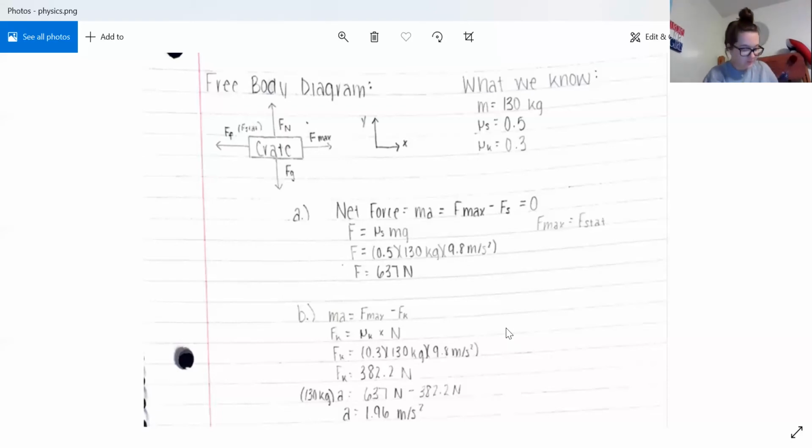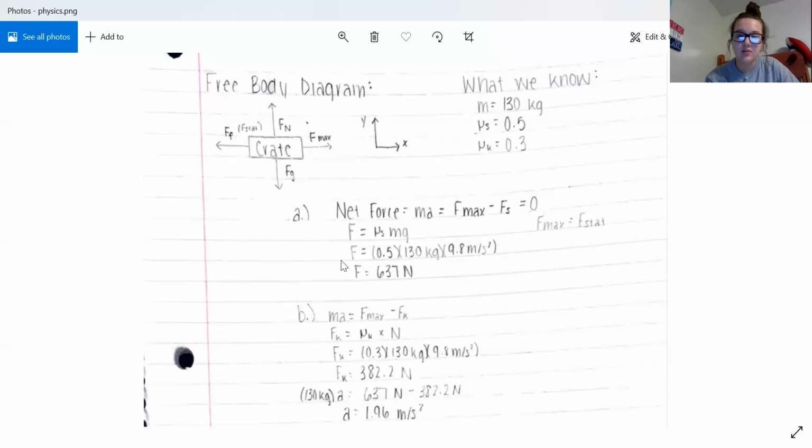So for part A, we are trying to find the maximum force in newtons. So for this, we can do net force equals mass times acceleration, and then your maximum force minus your static force, which is basically saying that your maximum force is equal to your static force.